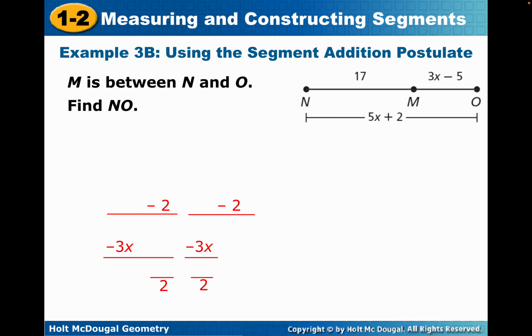This is where people hurt themselves on tests or quizzes. They get x equals 5 and circle it. Is that what the question asks us? No, it asks us to find NO. So what do we have to do with x equals 5? Yeah, we need to plug it into NO. So our NO is 5x plus 2. So we're going to put 5 in for x plus 2. So what's 5 times 5 plus 2?